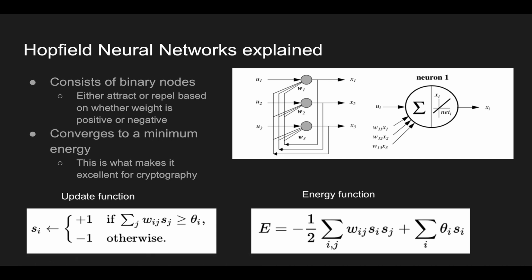That's what makes the Hopfield neural networks really good at cryptography, is because the key doesn't travel between both the Hopfield neural networks. However, it's just learned and learned from both the Hopfield neural networks individually.